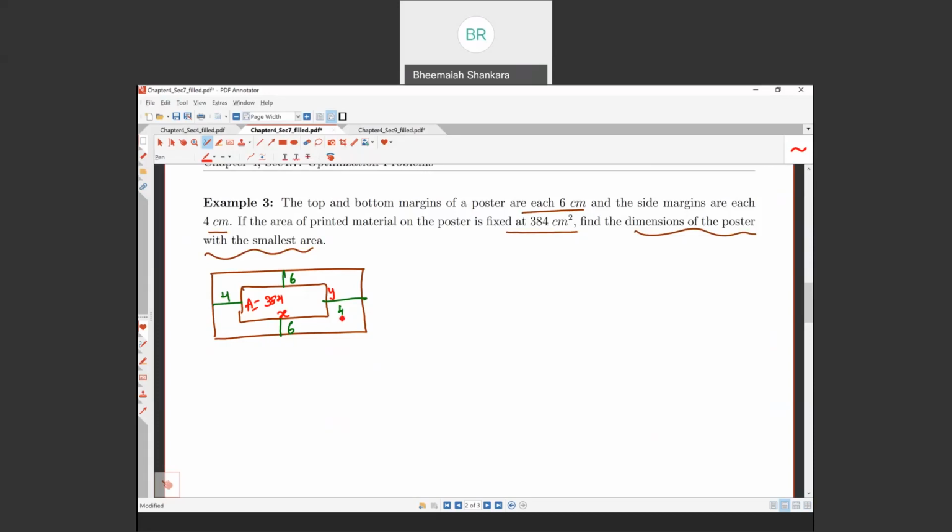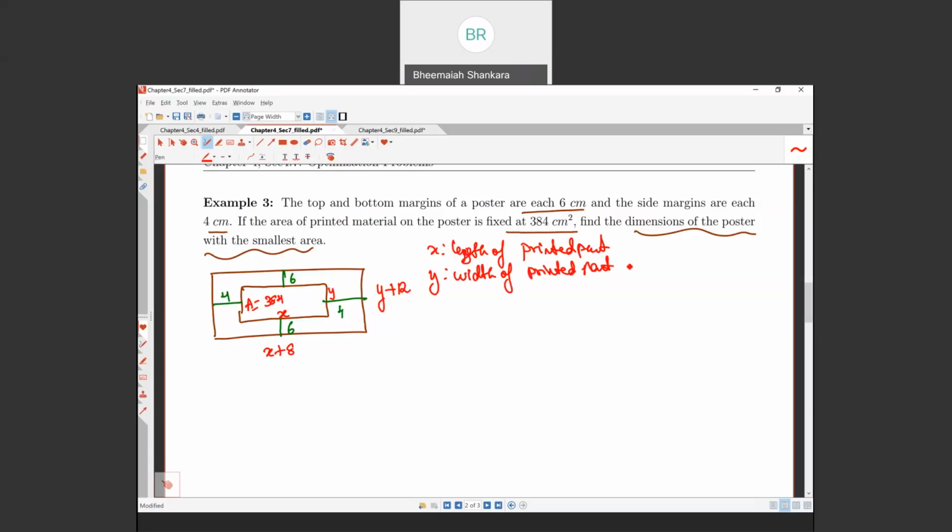Now let's move on to the entire poster. So the poster's entire length will be x plus 8 because you're adding x plus 4 plus 4. And the width will be y plus 6 plus 6, so it's y plus 12. So you're going to write x is the length of the printed part and y will be the width of the printed part.